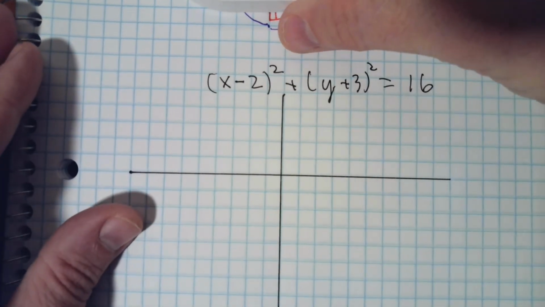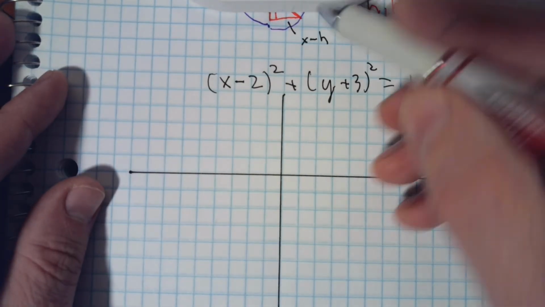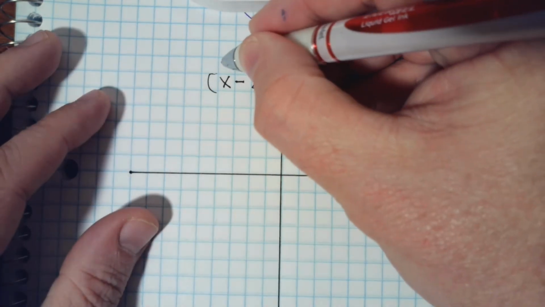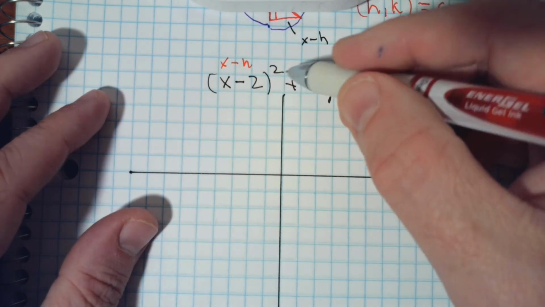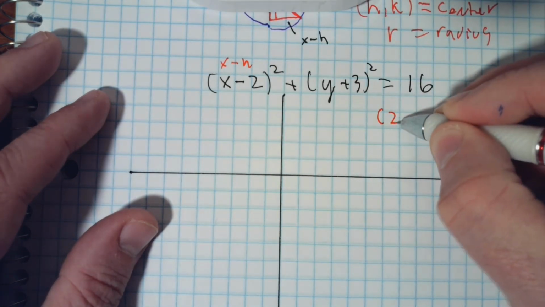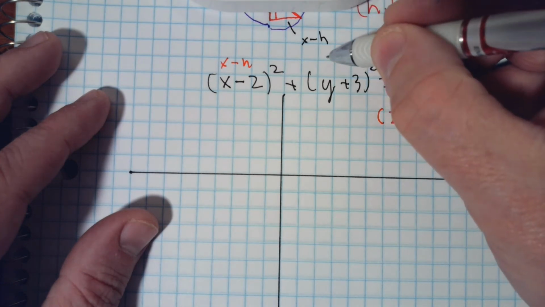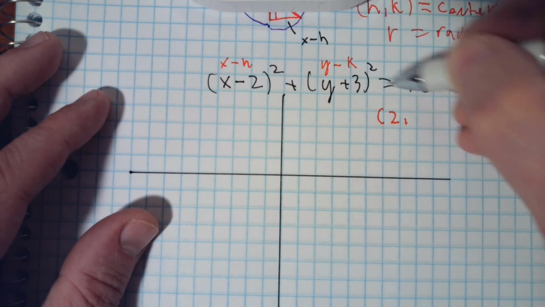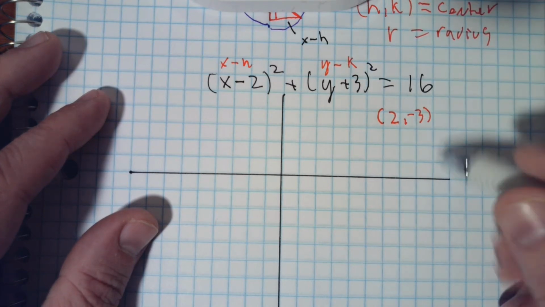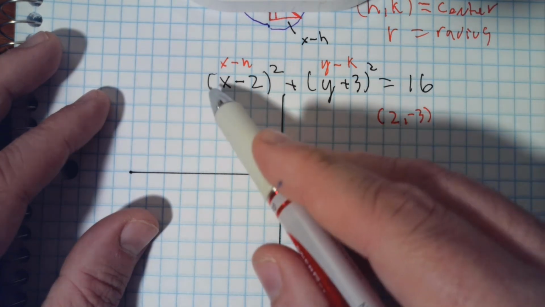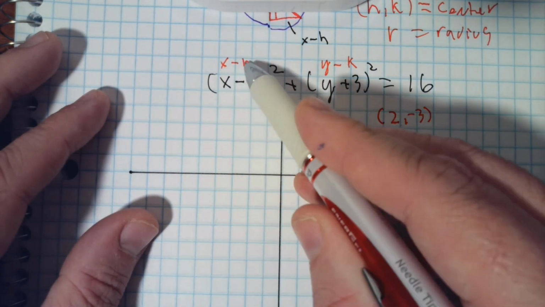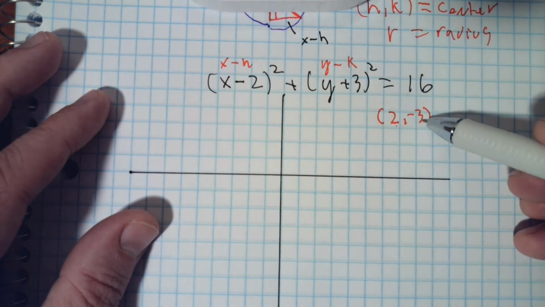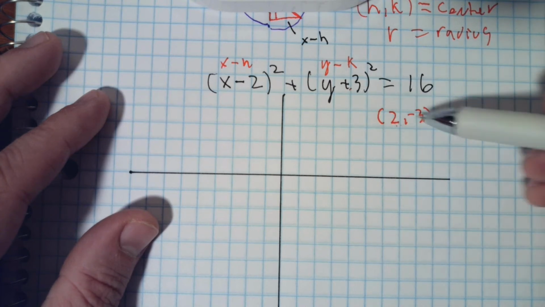Okay, and so here's my problem. If the formula is x minus h, that means h is 2. If the formula is y minus k, then it's kind of the opposite, because x minus 2, you'd put a 2 in there. Y minus a negative 3 would turn into a positive 3. So just remember that's backwards.